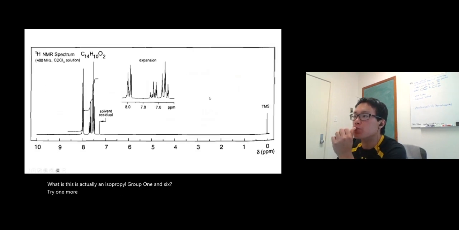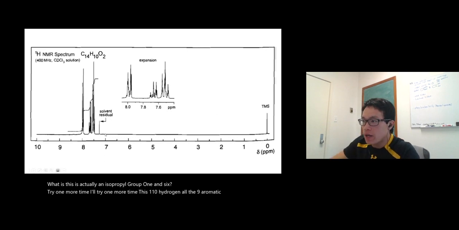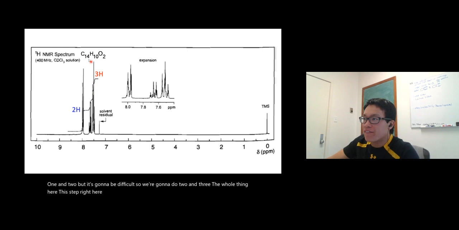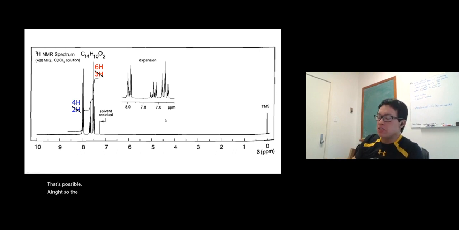I'll try one more time. This one has 10 hydrogens. All the 9 are in the aromatic region, 7 to 8. All right. Let's see what we got. Okay, this one is 2. The whole thing right here looks like a 3 to me. If you can divide it, that's like 1 and 2, but it's going to be difficult. So we're going to do 2 and 3. This step right here is 3. But we have 10 hydrogens total. Maybe 2 benzene rings. You get 4 and 6. That's possible. All right.